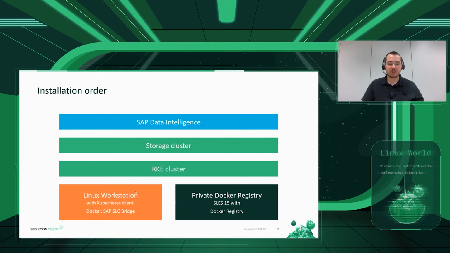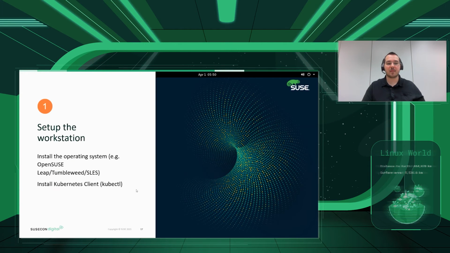So let's talk about the installation order. First off, you're going to set up a Linux workstation with a Kubernetes client, Docker, and SAP SLC Bridge, which is kind of an installer for the Data Intelligence part. You're going to set up an RKE cluster, and if you don't already have a storage cluster, you will set up that one as well. The same goes for the private Docker registry. If you don't already have one, you will need to set one up. And if you're done with all those 4 steps, you can start installing Data Intelligence.